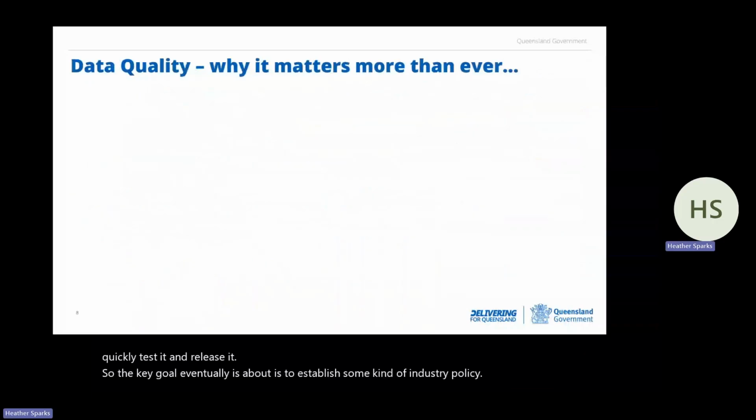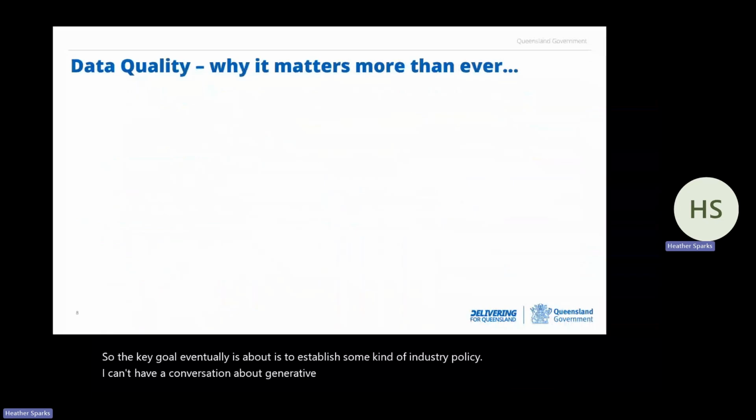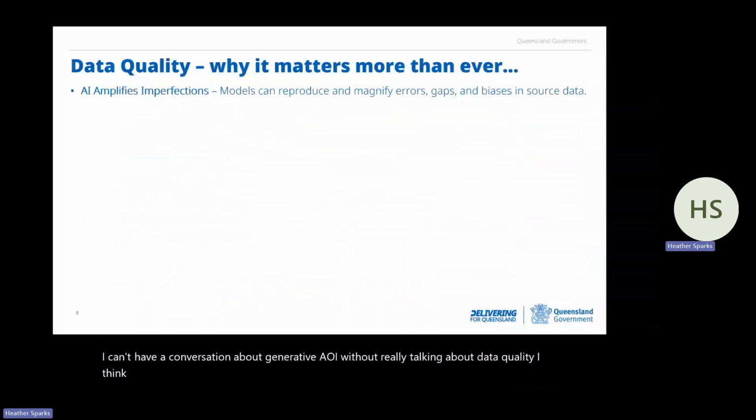I can't have a conversation about generative AI without really talking about data quality. I think it's so important. And as good as generative AI is at surfacing insight, it's equally as good at amplifying information. So models can reproduce and magnify errors, gaps, and biases and hallucinate, basically. Just make stuff up.